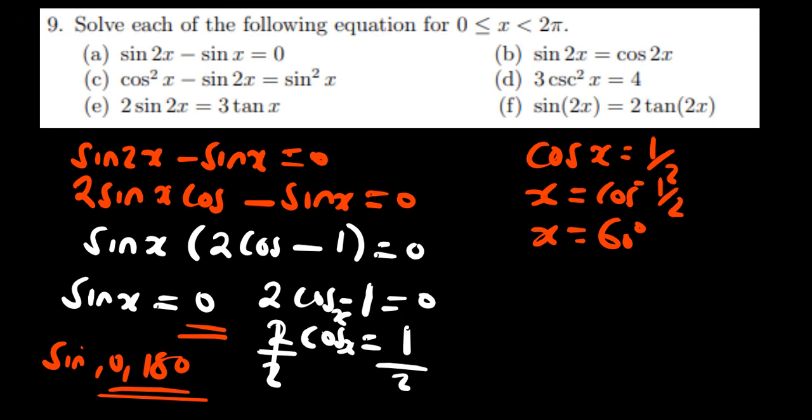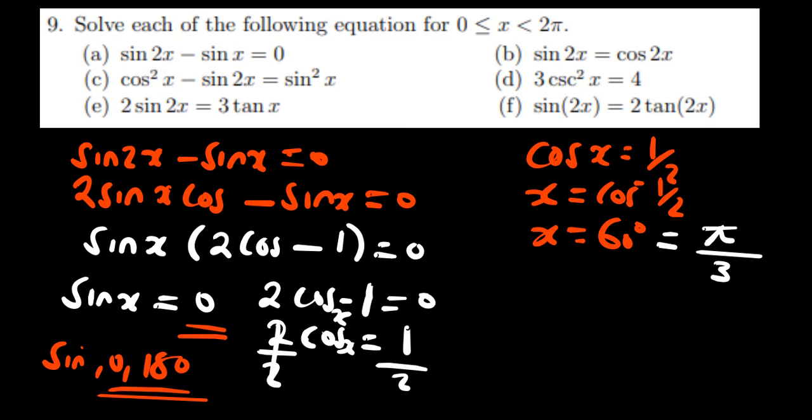Now look at the answer that we've been given. The range is in radians, so you also have to make sure that your answers are in radians. 60 is the same as pi, which is 180, over 3. 180 over 3 gives us 60. So x is pi over 3.